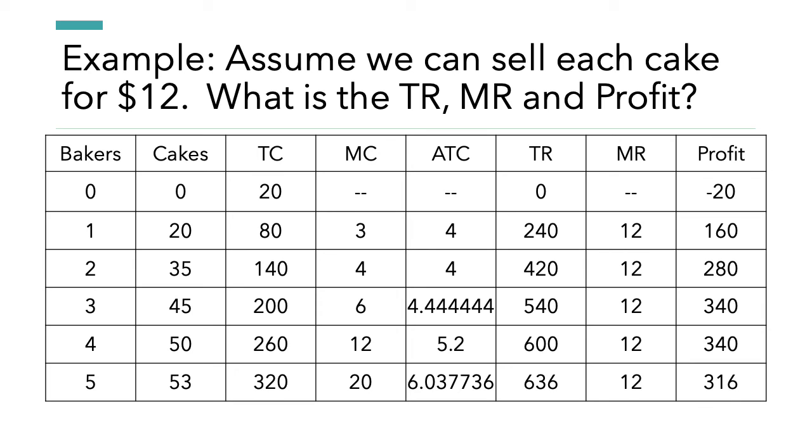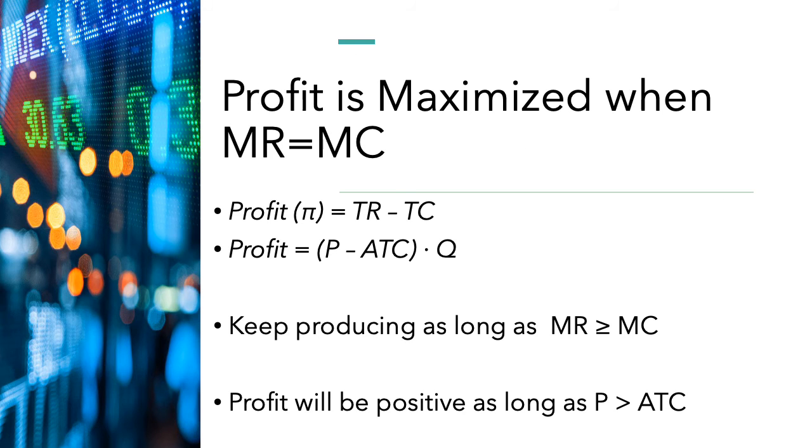Now in this case, notice here when we have 4 bakers baking 50 cakes, we have a marginal cost that is equal to the marginal revenue. It always makes sense to increase production as long as marginal cost is less than marginal revenue. Even when we get here where we're producing 45 cakes, notice that the profit is still about the same as the next case, but the marginal cost is less than the marginal revenue, so we continue production. So profit is maximized when MR equals MC.